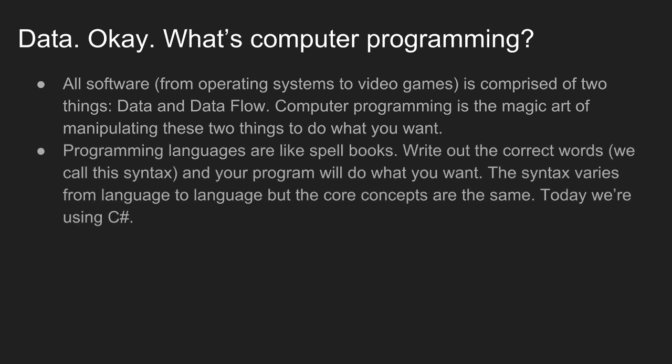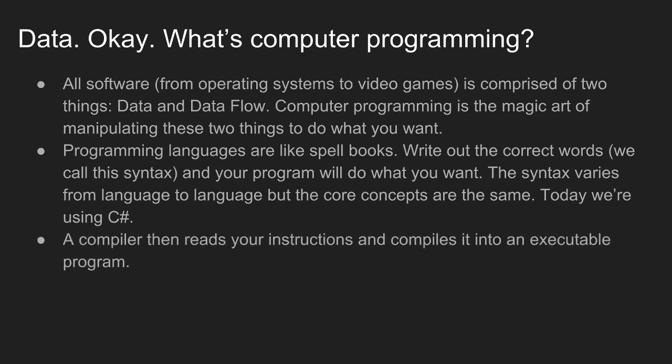So the best analogy I could make is that a programming language is like a spell book. You list out your spells, and then all of these different things happen and start to flow around and work how you want. So the actual incantations, if you will, are what we call our syntax. It varies from language to language. Tonight we're going to be going over some of the basic stuff for C# in specific, in Unity.